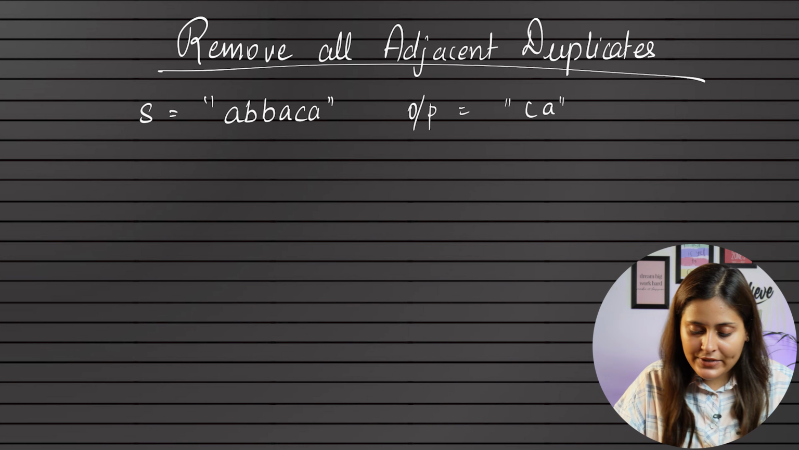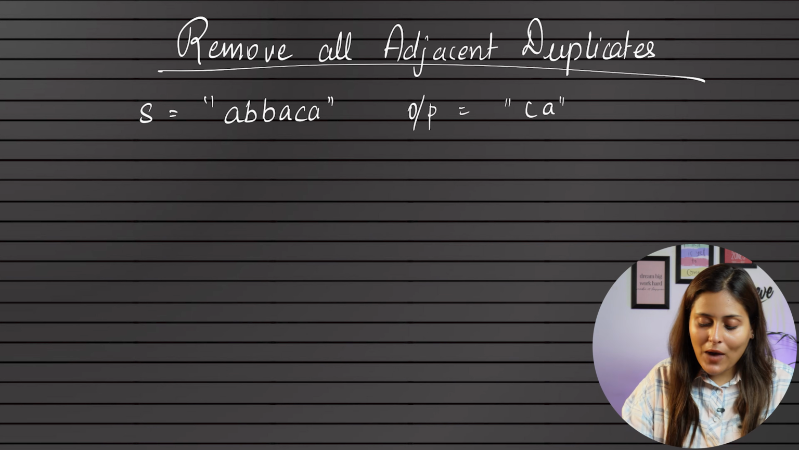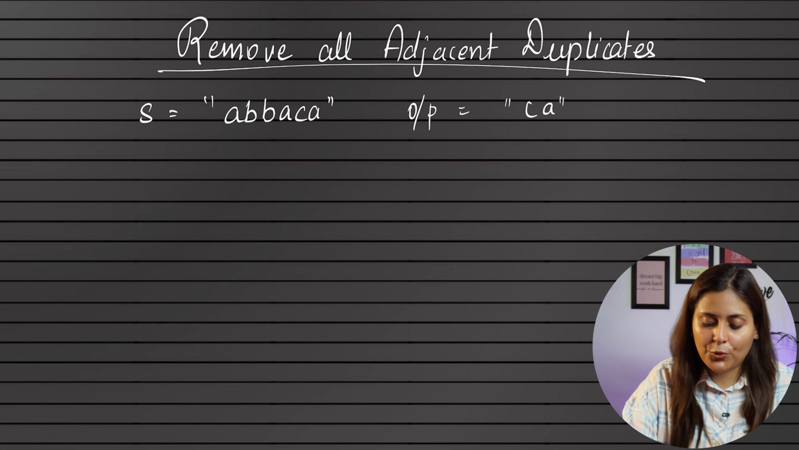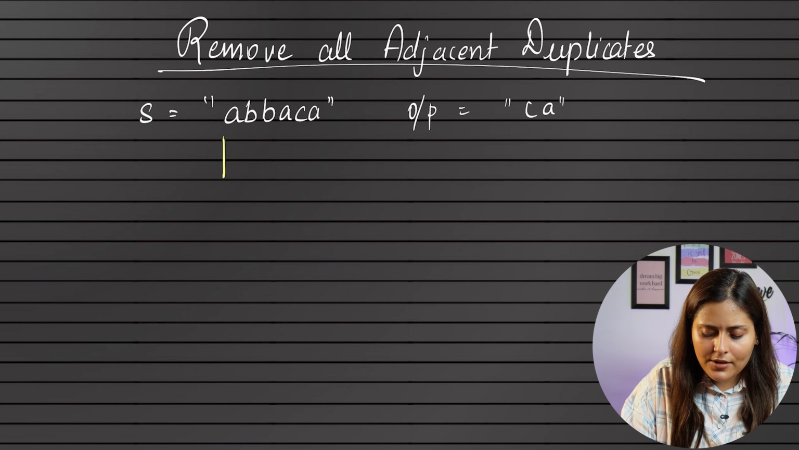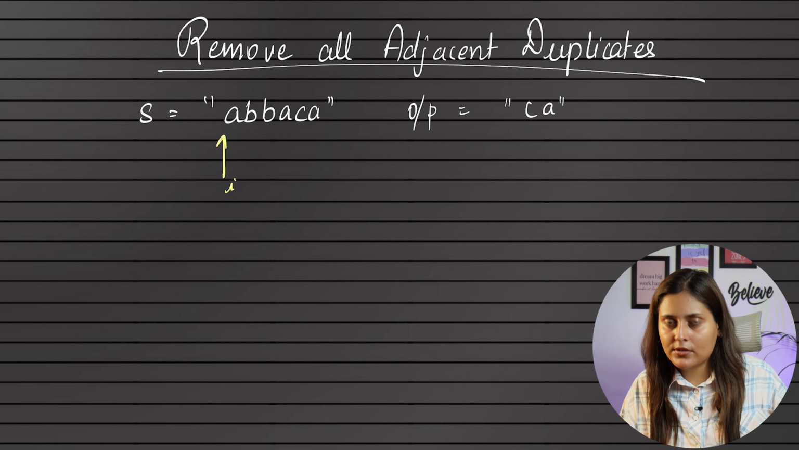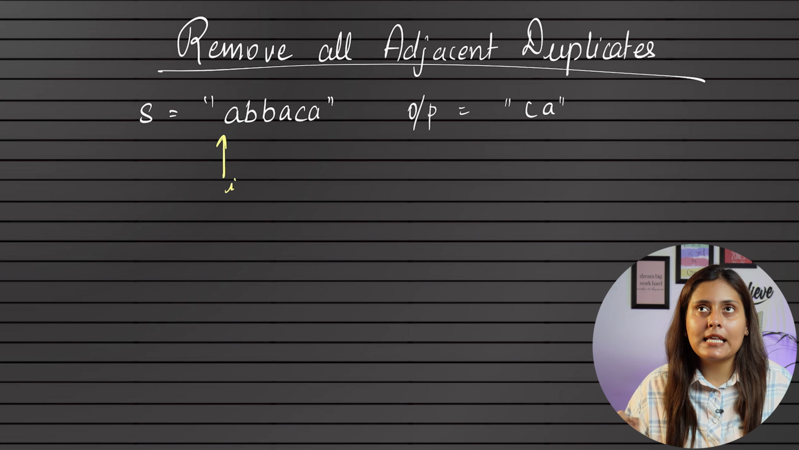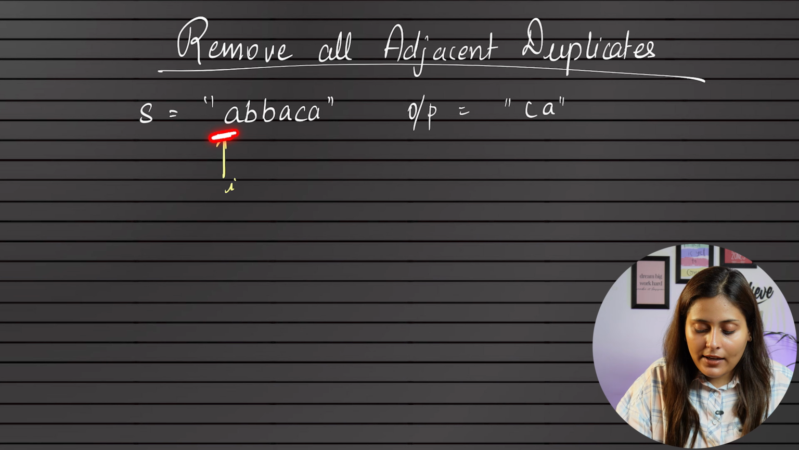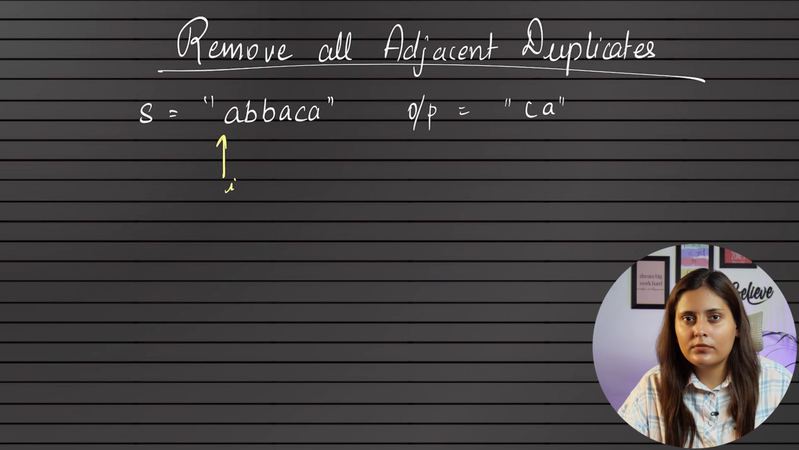But first we'll see the brute force approach. As you can see, here is the string given. How can we think for the brute force? Very simple. We'll start from the ith index, and how can we say that yes, there is a duplicate? If I and I plus 1 are matching, I can say it is a duplicate, so we can remove it.